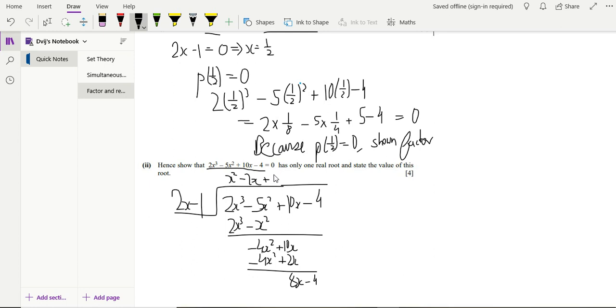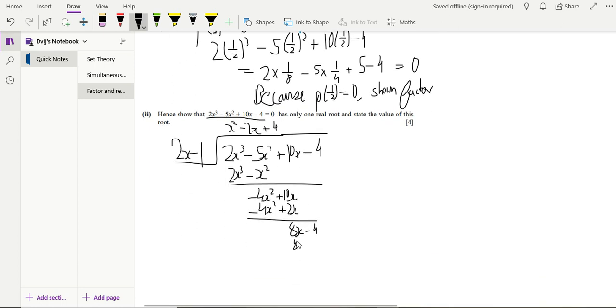And 2 times 4 is 8, and we already have the x. So let's just times by 4, and we'll get 8x minus 4. Beautiful. So this becomes 0. We have no remainder, and our quotient, let's call that q, is going to be x squared minus 2x plus 4. Cool. But how are we going to prove that this equation here has no real roots? Because we know x equals half is the only real root we want.